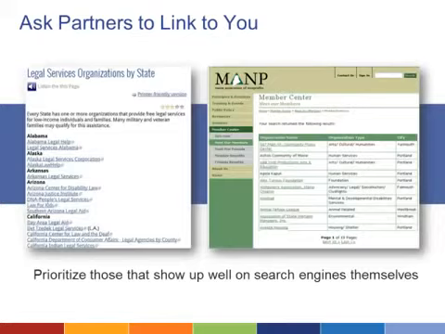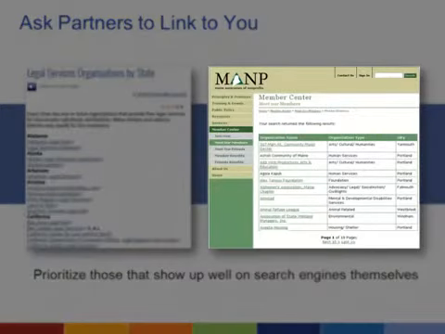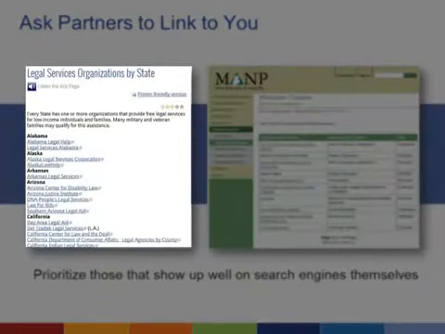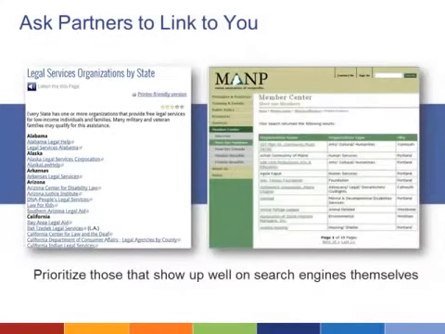But to push yourself higher in the results, you want to turn to organizations that are related to you and your subject matter. One of the best ways to get links is to simply ask your partners and allies to link to your site. Membership organizations, like state associations of nonprofits, link to their members' websites. For legal aid organizations, Stateside Legal lists agencies by state for veterans and their families. Links from sites like these can improve your search engine ranking.